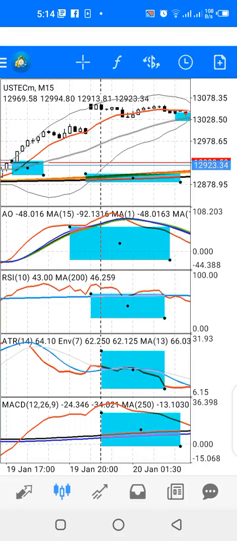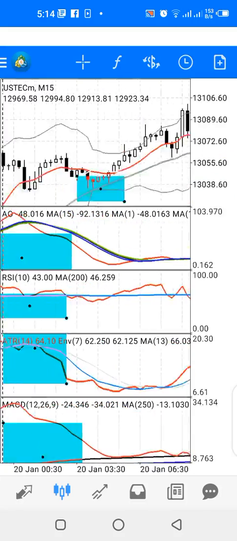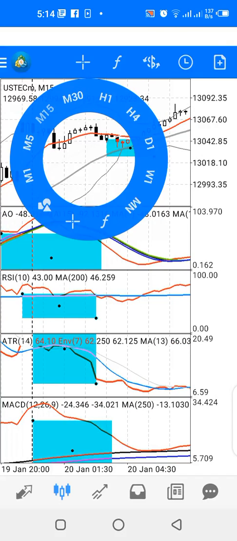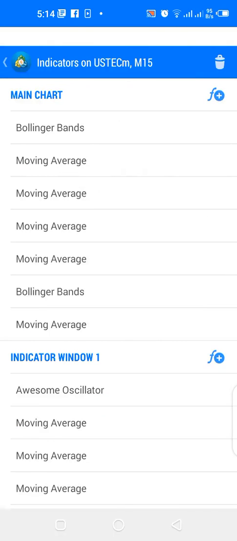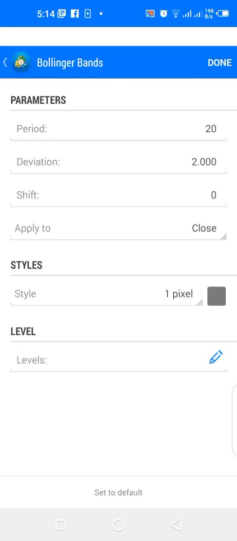All right, so let's look at the settings for the main chart. To set up your indicators for the main chart, you start with the Bollinger Bands, then moving averages. Okay, so the settings for the Bollinger Band, let's look at it. We have a 20 period Bollinger Band. Deviation is 2.0, shift is 0, apply to close, and the color is gray.